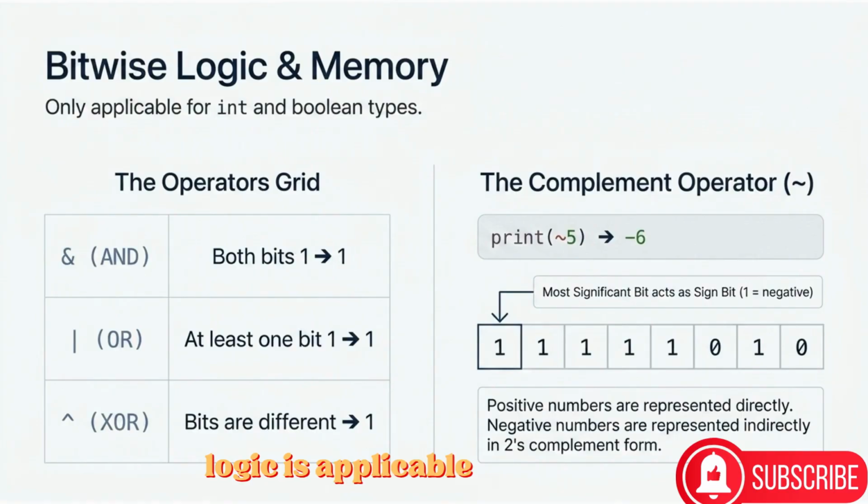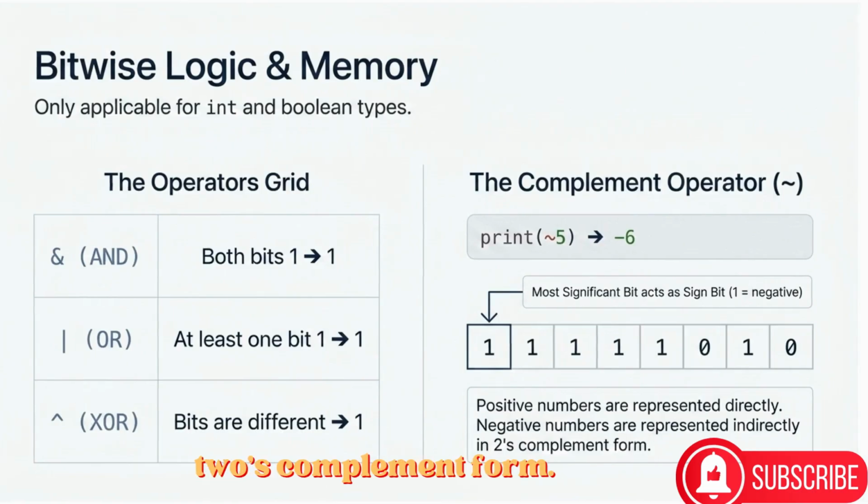Bitwise logic is applicable only to integer and Boolean types. The operators AND, OR, and XOR work directly on the binary representation of numbers. The complement operator, tilde, involves using the sign bit for negative numbers, which are represented using 2's complement form.